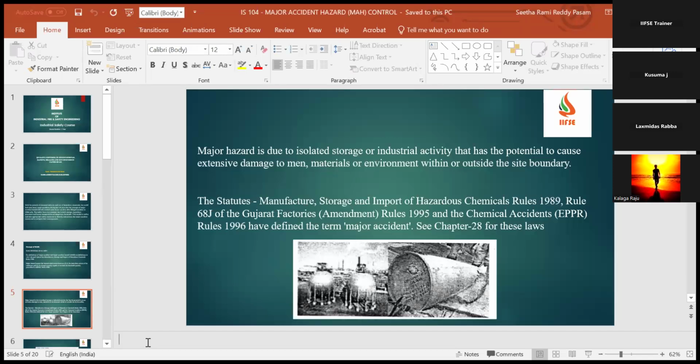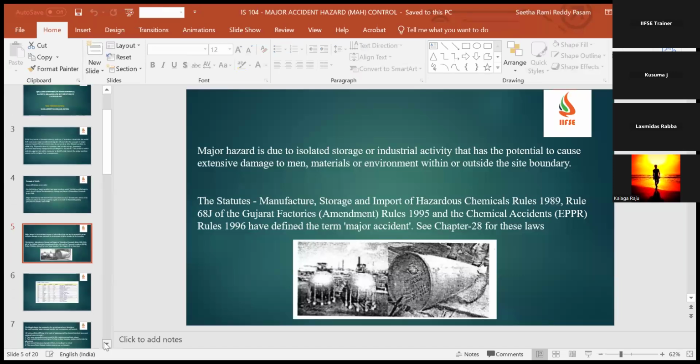The statutes of this legal requirement, the MSIHC rules 1989, and even in Gujarat, even in AP, we have these rules. In 1996, the major accident hazard was defined in chapter 28. We'll see that in our legislation paper.